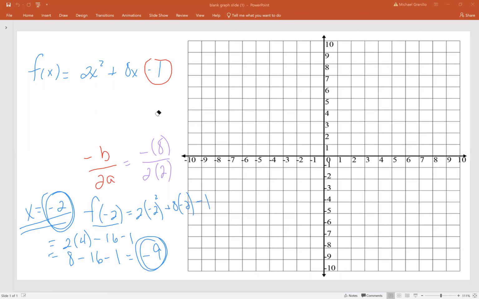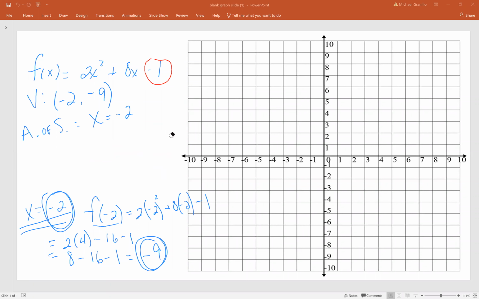So now let's go back and review what we do with those questions. My vertex, I'm just going to put a v there, is -2, -9. My axis of symmetry is x equals -2. Now, here's where things get a little bit different.